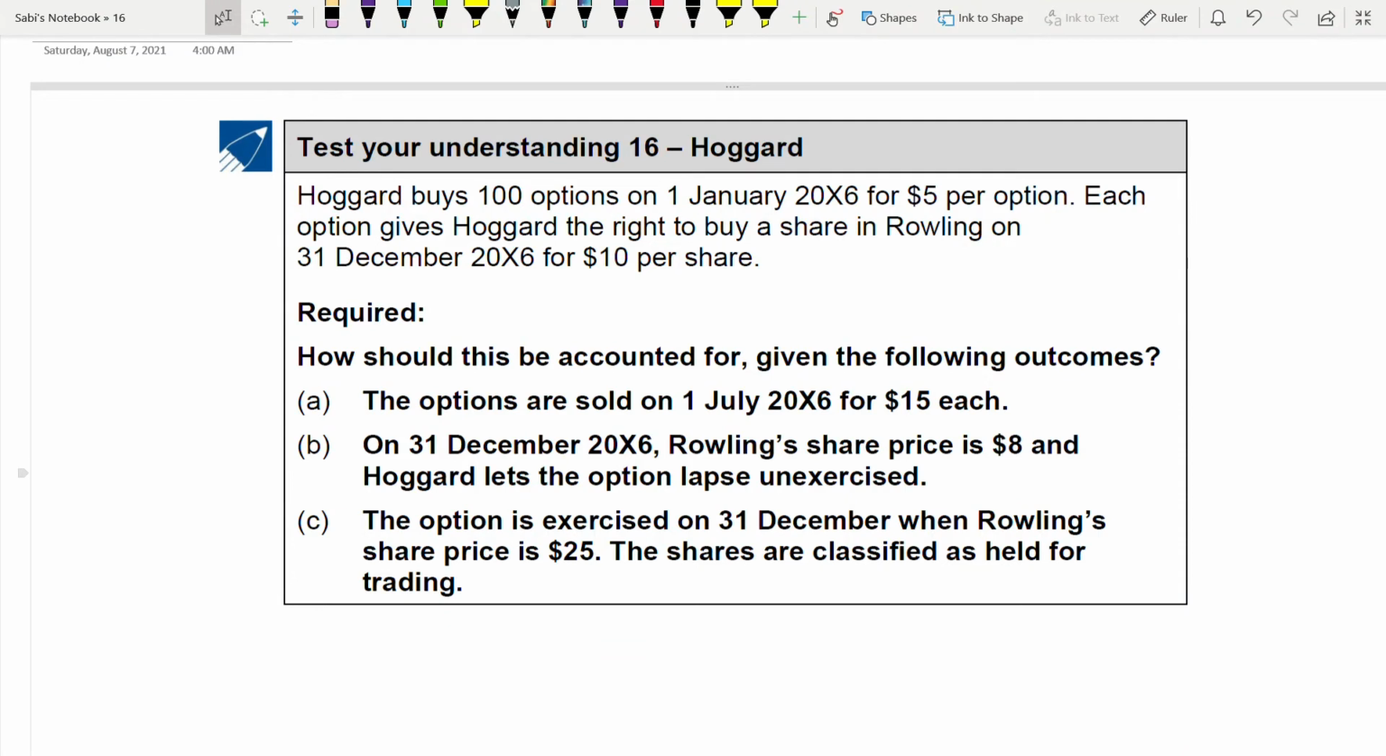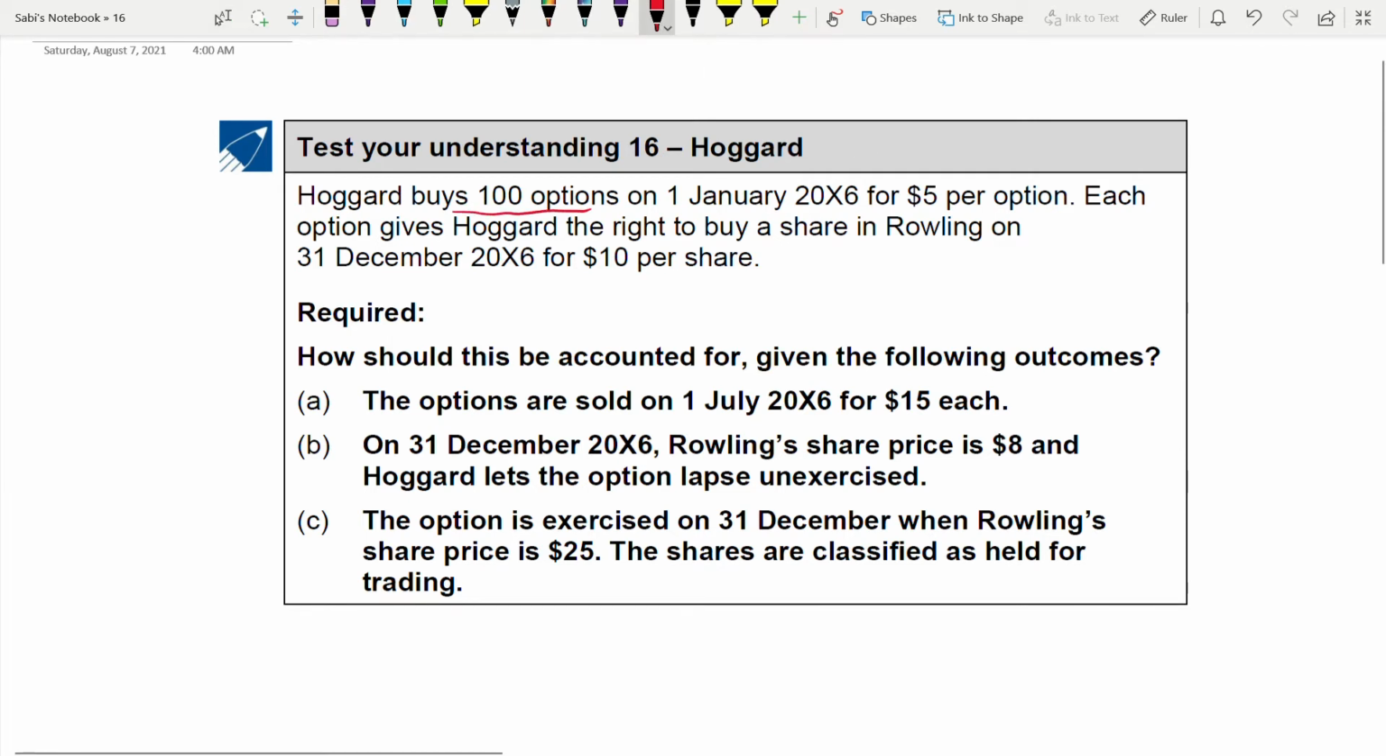So what just happened is that I forgot to do this question on embedded derivatives, so let me finish this question. This is only testing understanding of this section before I move on to hedge accounting. Hogarth bought 100 options on 1st of January 2006 for 5 per option. Each option gives Hogarth the right to buy a share in Rolling on 31st December 2006, that's exactly 1 year, for 10 per share. How should this be accounted for given the following outcomes?